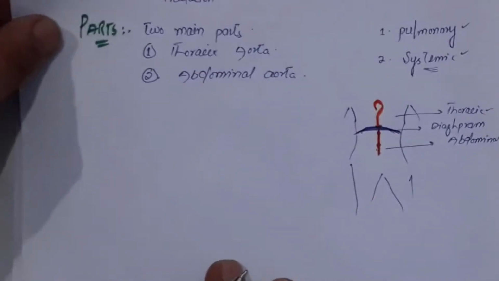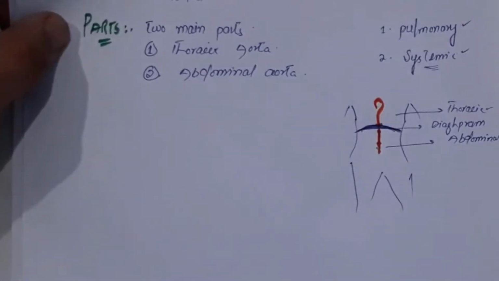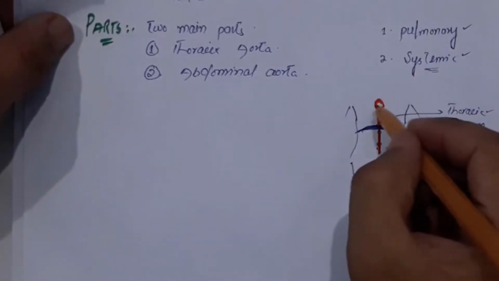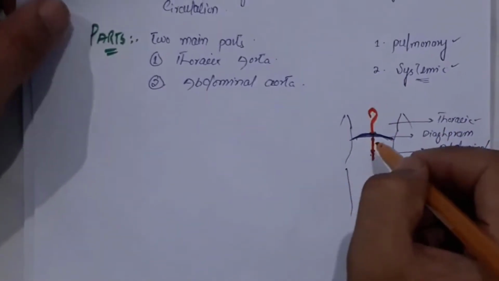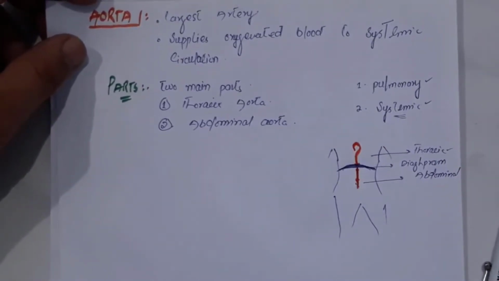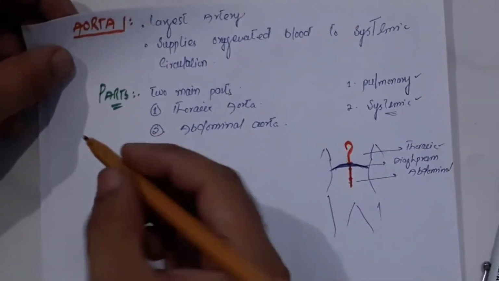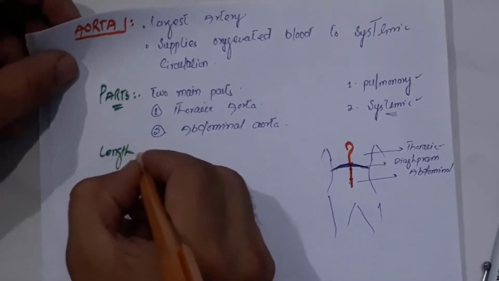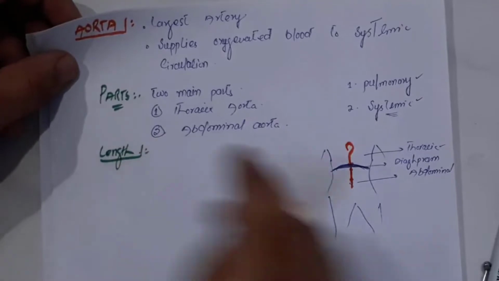Okay, let's move forward. The aorta has two main parts. We will discuss the parts of the thoracic aorta and all the branches from it in detail. Be with us. Next important point: what is the length of the aorta?